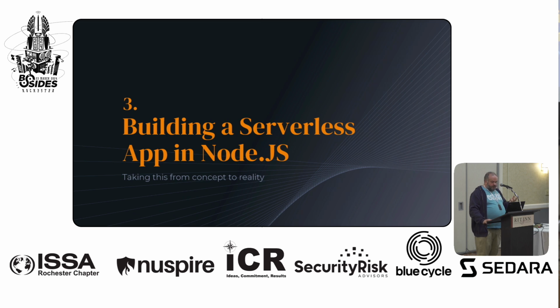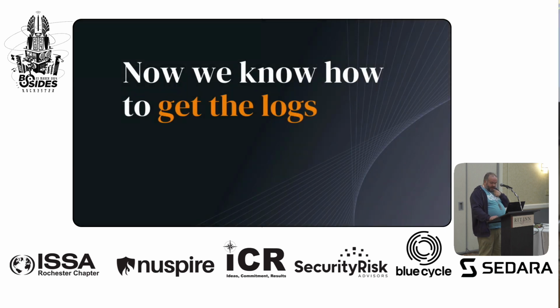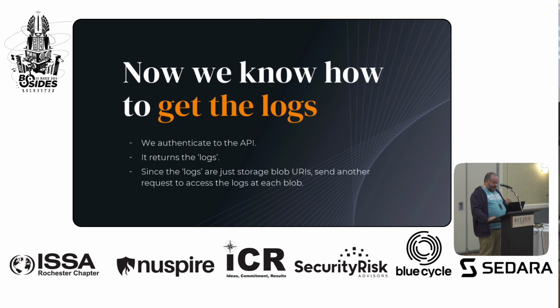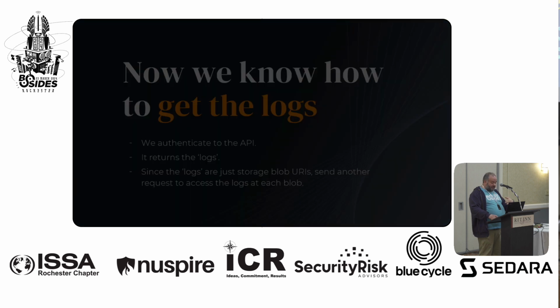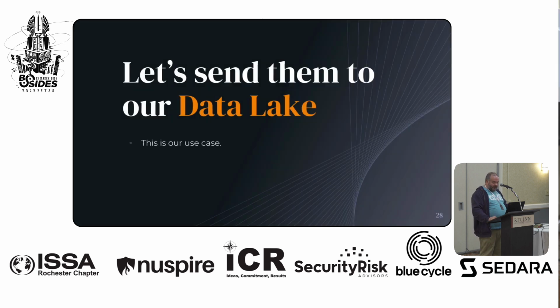Okay. So we've got our basic architecture for the script. Now we're going to build this out from concept to reality, and we're going to build a serverless app using Node.js. So now we know how to get the logs: we authenticate to the API. The API returns the logs. And since the logs are just storage blob URIs, we then send another request to access the logs at each blob. Now let's send them off to our data lake.